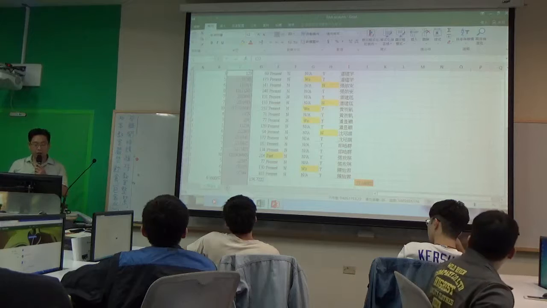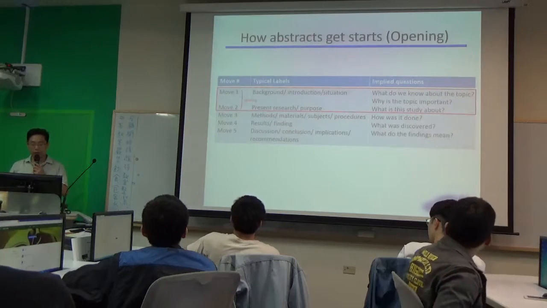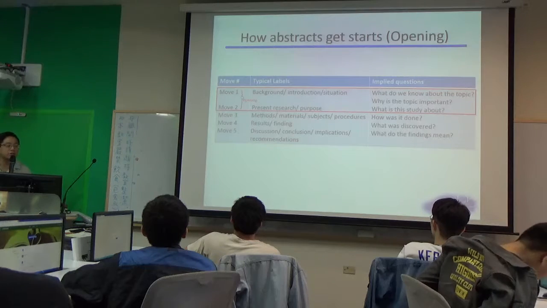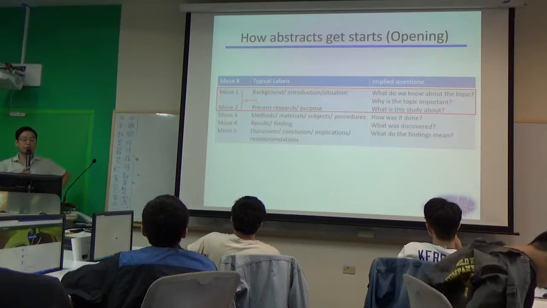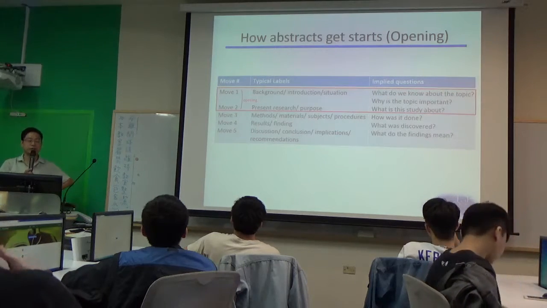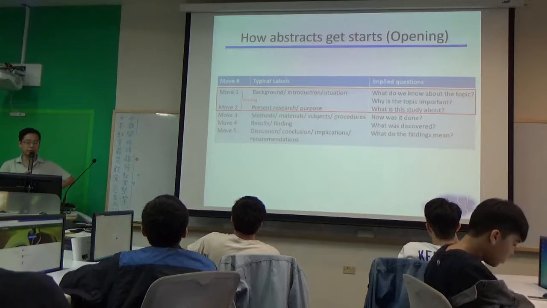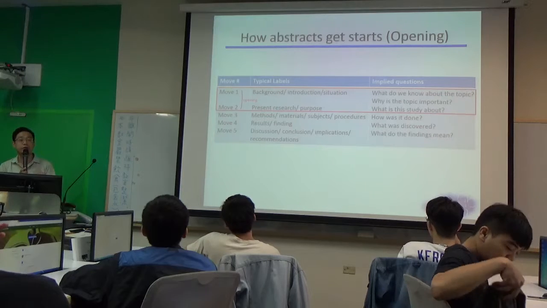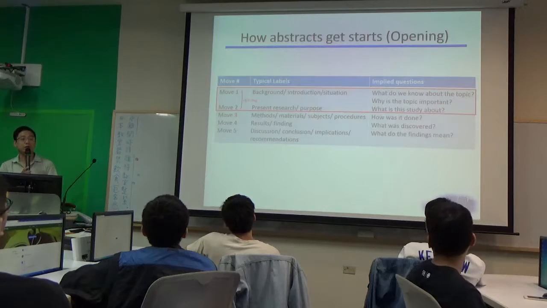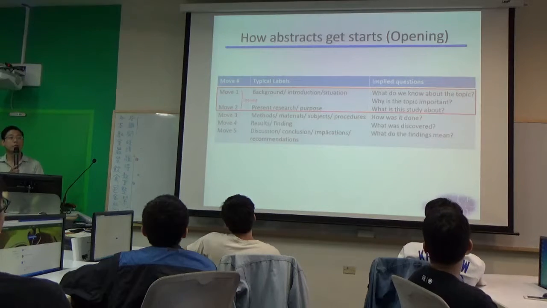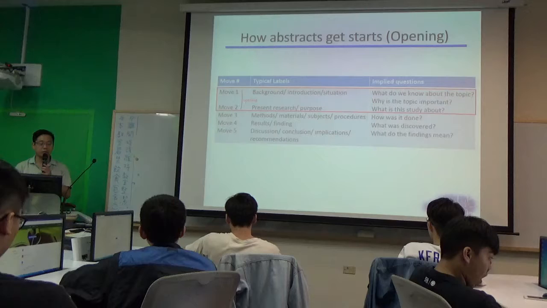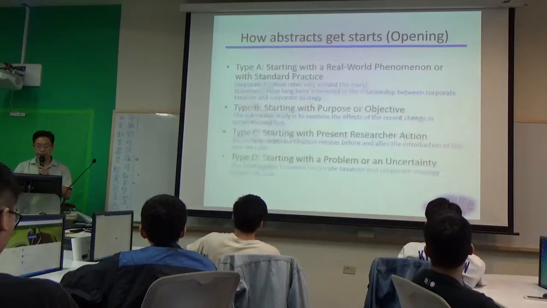Okay. So how can we get started? How can we start? So for move 1, it's about the background, the introduction, and the situation. Move 2 is to present our research, the purpose of this paper, what we are doing here, what we are trying to do. Okay, so for move 1 and move 2.